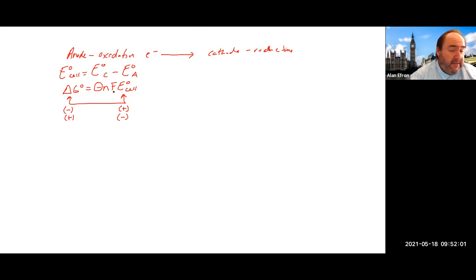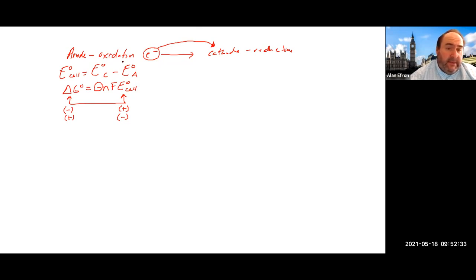F is Faraday's constant, which is 96,500, and n is the number of moles of electrons that are being transferred. Remember, when we talked about n, it is the total number of electrons that went over from the anode to the cathode side. You don't want to add up the electrons in each half reaction. For example, if you have 3 in one and 3 in the other, the n value would be 3, it wouldn't be 6. So you don't want to add those together.